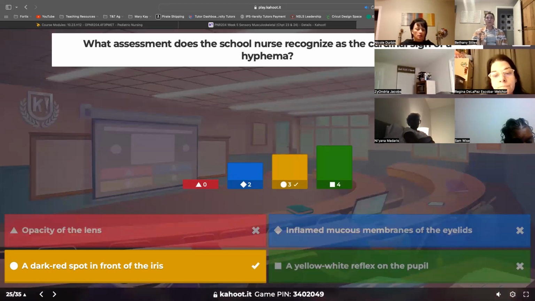The cardinal sign of hyphema is going to be a dark red spot in the front of the iris. So that's going to be an indication of bleeding.